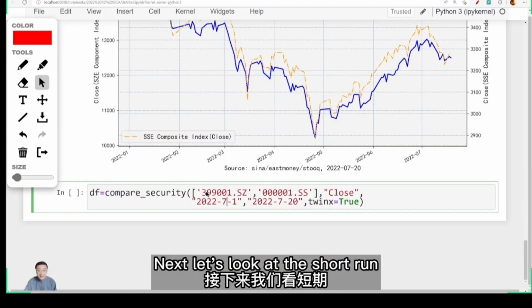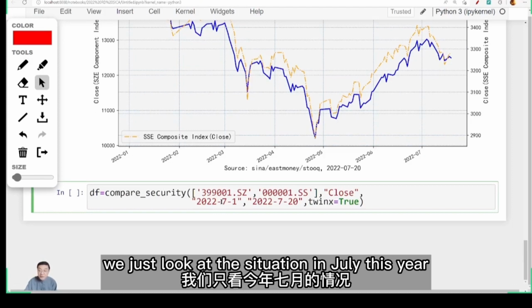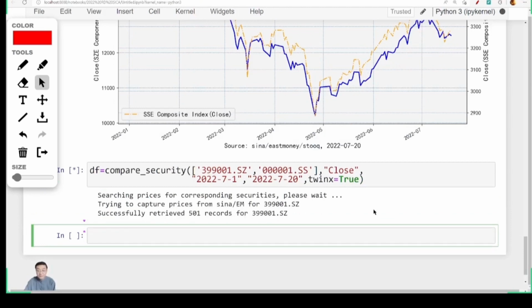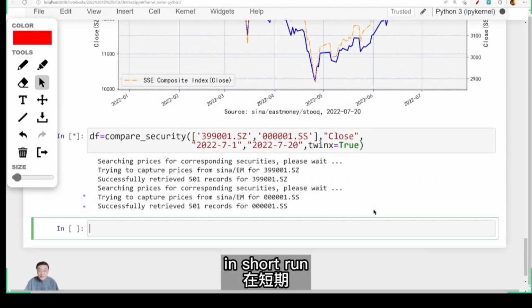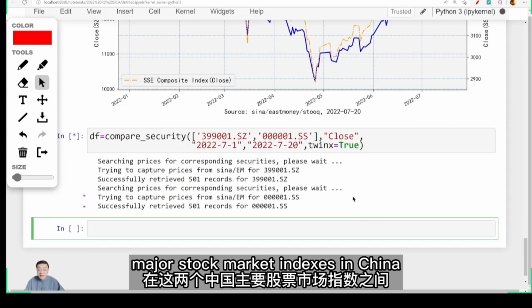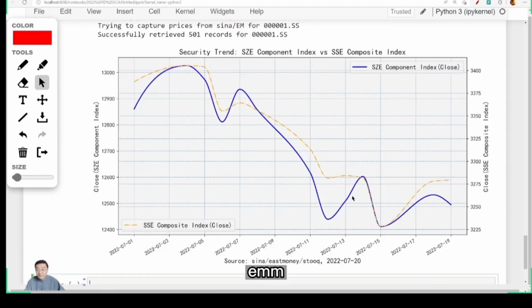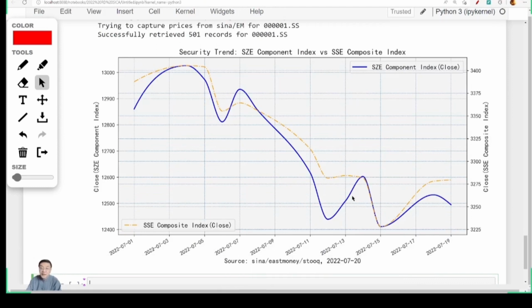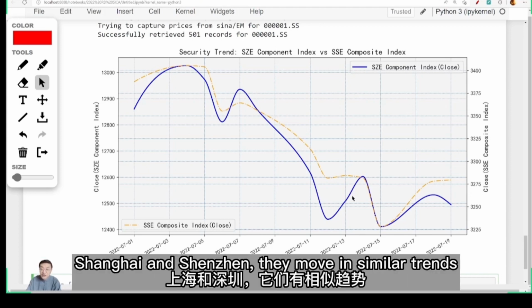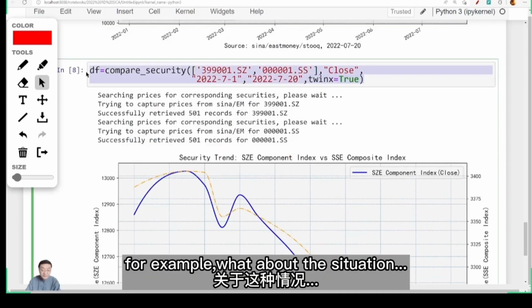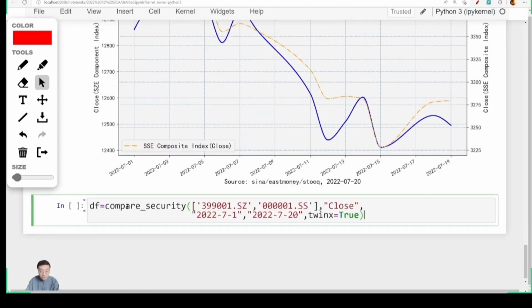Next, let's look at the short run. We just look at the situation in July this year. In the short run, I believe there are many differences between these two major stock market indexes in China. Well, they still look similar to each other, right? That means in July, the two stock exchanges in China, Shanghai and Shenzhen, moved in similar trends. Okay, let's check another situation. For example, what about the situation in June?